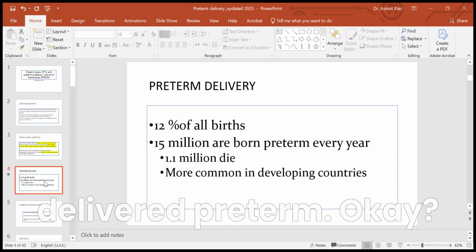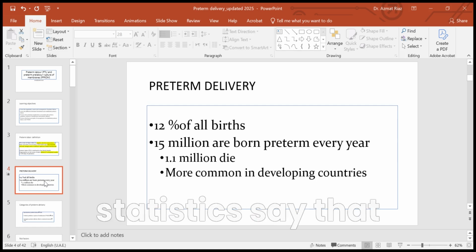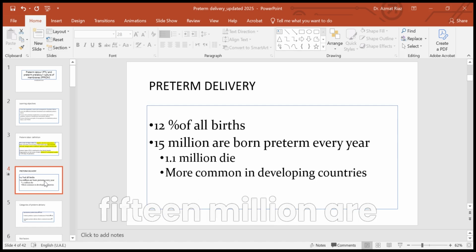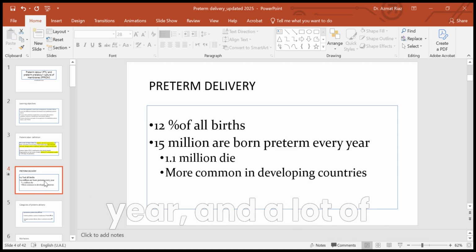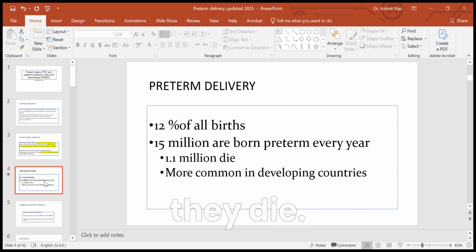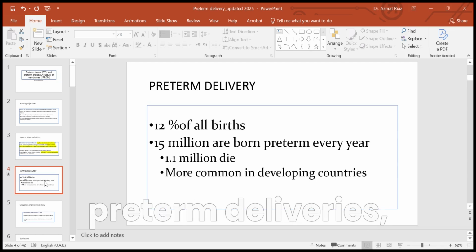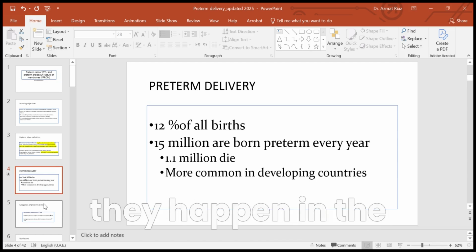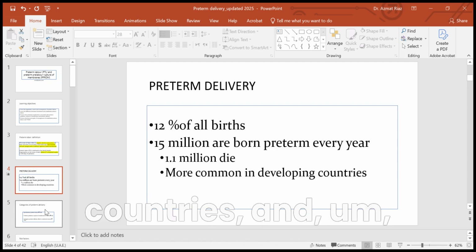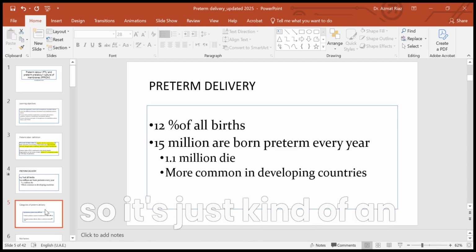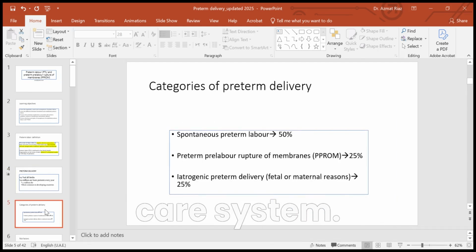Roughly 12% of all births, and the statistics say that 15 million babies are born preterm every year, and a lot of these babies die. And unfortunately, most of the preterm deliveries happen in the developing countries, so it's just an extra burden.